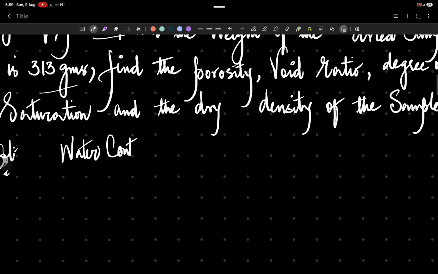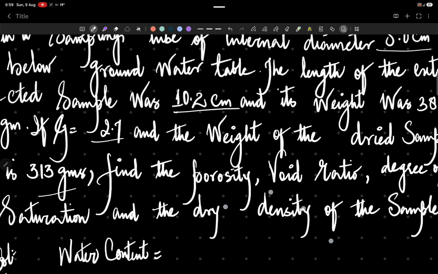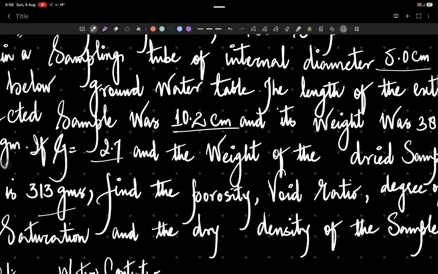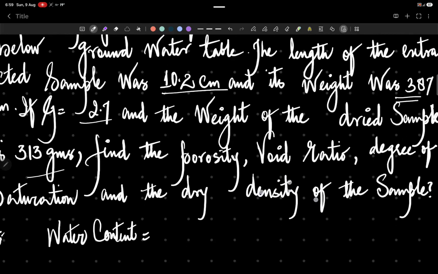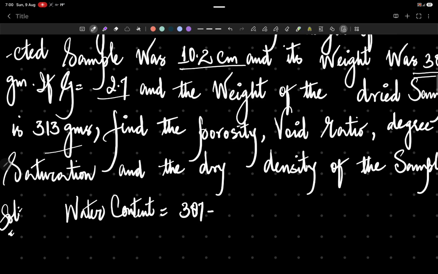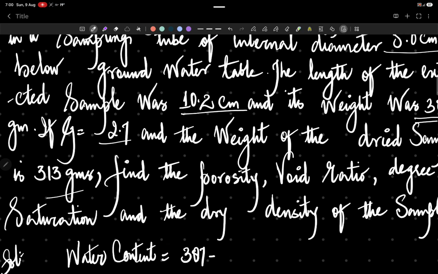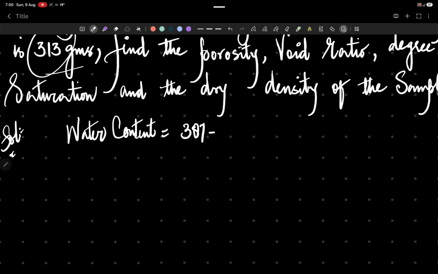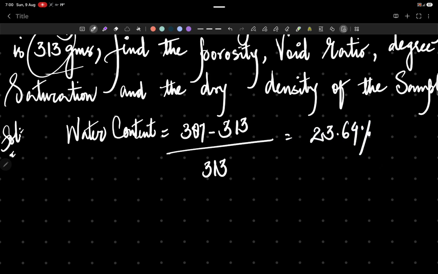Water content is equivalent to the weight of the sample as extracted, 387 grams, minus the weight of the dried sample, 313 grams, divided by 313. Water content is equal to 23.64%. So by calculations, this water content becomes 23.64%.